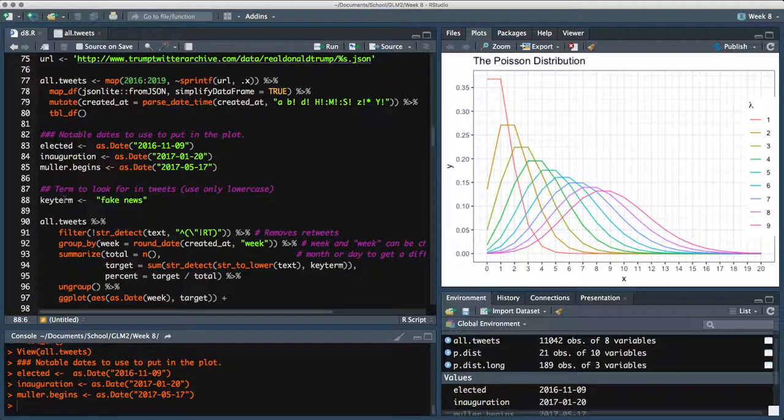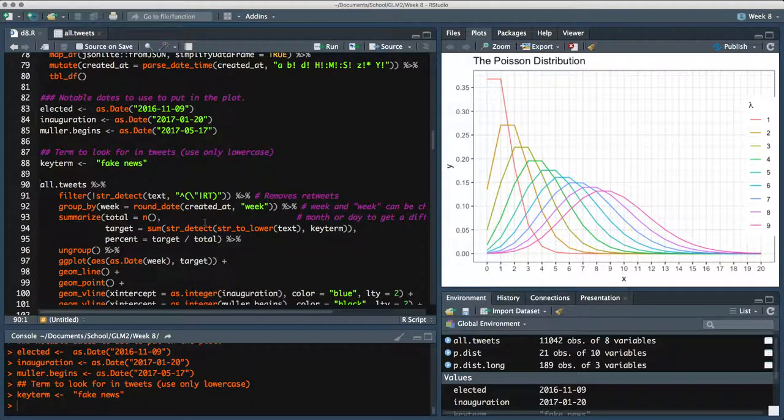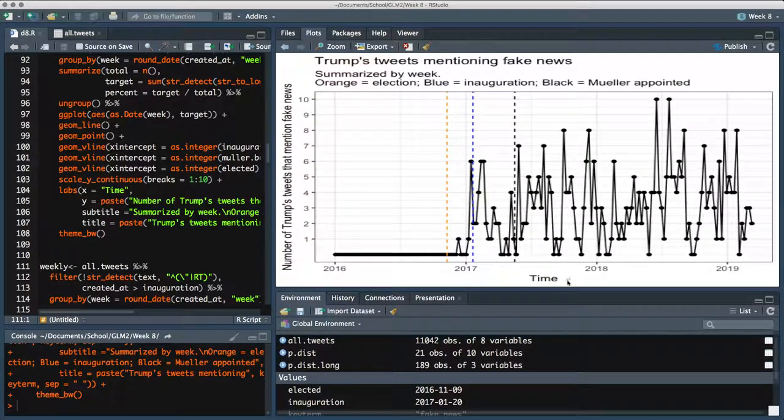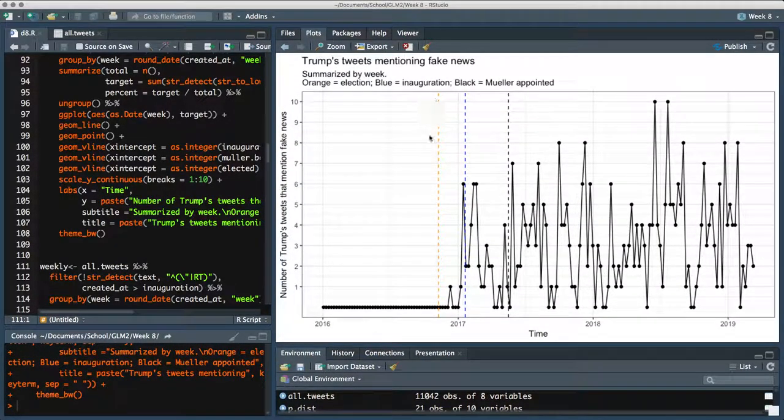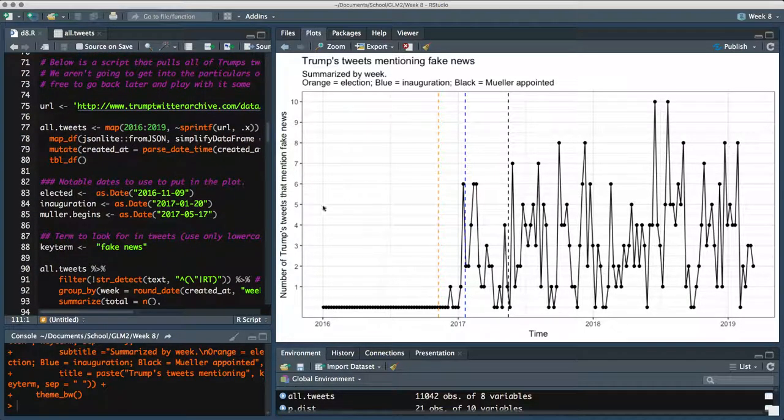And then here I'm specifying a key term. The key term is fake news. What we're going to do is look at the rate of occurrence of fake news in Donald Trump's tweets and plot it out. So when we run this next line, here's what it looks like. This orange line is the election date that we specified. This blue line is the date of inauguration, and this black line is when the Mueller special counsel was announced. And these are just counts by week of how many times fake news appeared in Donald Trump's tweets.